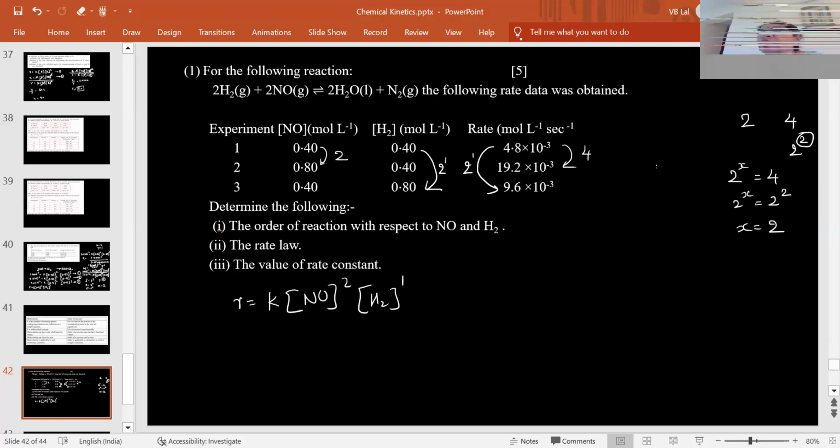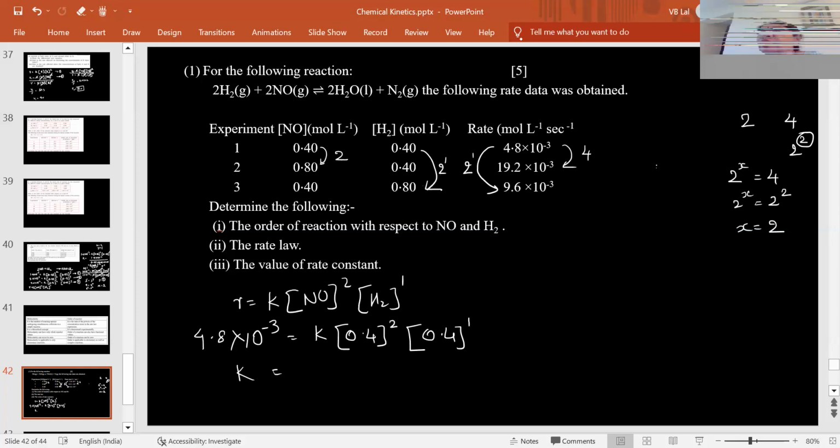Now can you find the value of the rate constant? Choose any one of the reactions. Take the first one. So 4.8 into 10 raised to minus 3 is equal to K times the concentration of NO, that is 0.4 raised to 2, and H2, 0.4 raised to 1. So what will be the value of K?